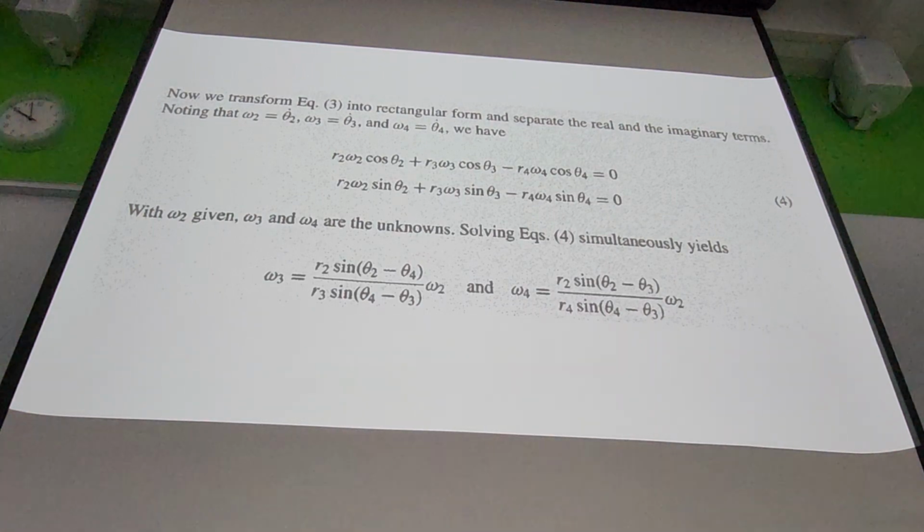Now theta 2 is given, and theta 3 and theta 4 you can get from your position analysis. Once you plot the mechanism to scale, you know theta 3 and theta 4. Otherwise, you can also use expressions to calculate theta 3 and theta 4. So all the terms are known. So no position analysis required, no velocity analysis is required. You can just use this equation and calculate.